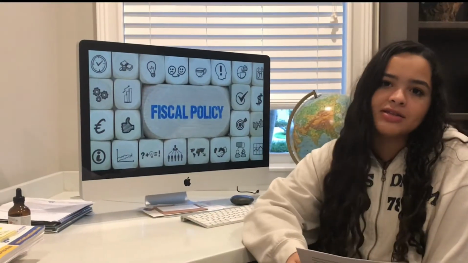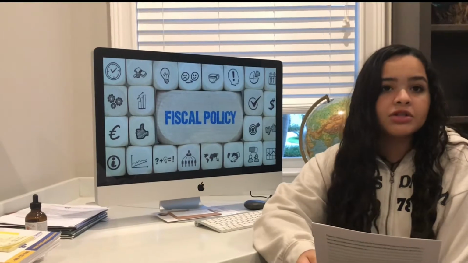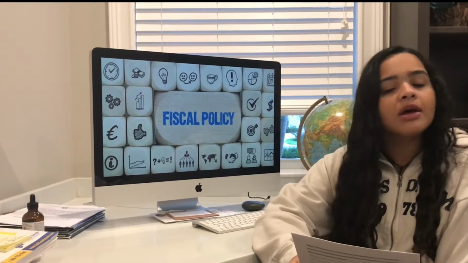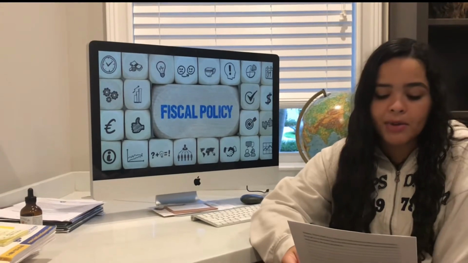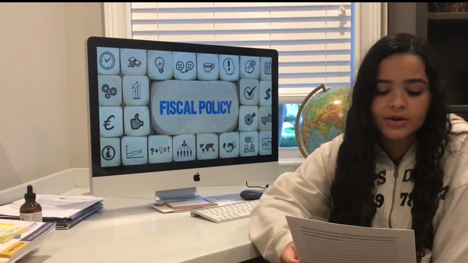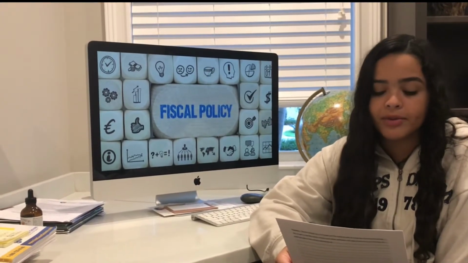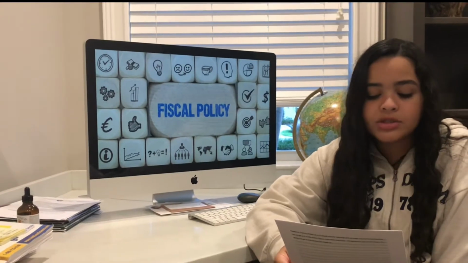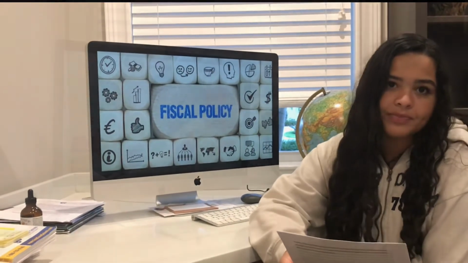To begin, let's start off with fiscal policy. Fiscal policy is used in order to shift the aggregate demand curve. Now, why would the government want to shift the aggregate demand curve, you may ask? This is primarily because it wants to close either a recessionary gap, which is created when aggregate output falls below potential output, or an inflationary gap, which is created when aggregate output exceeds potential output.